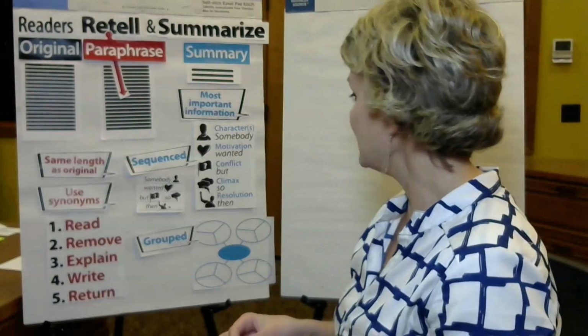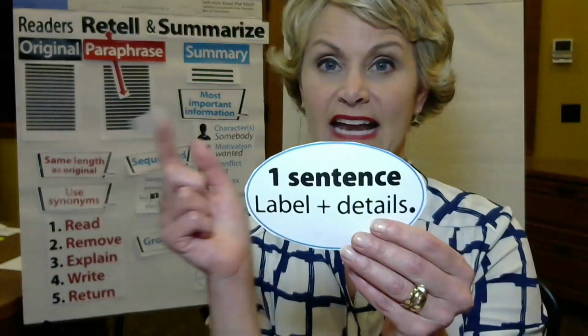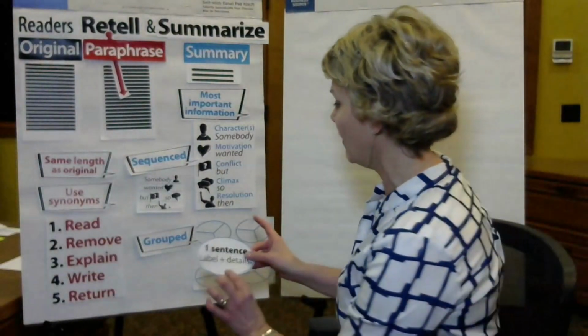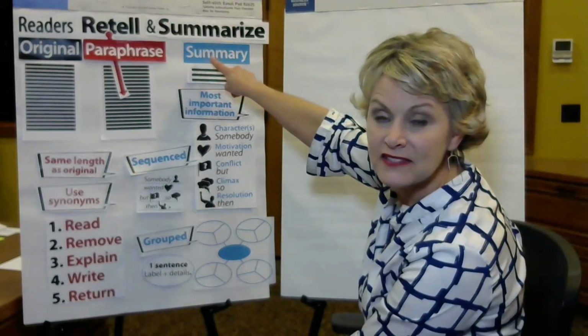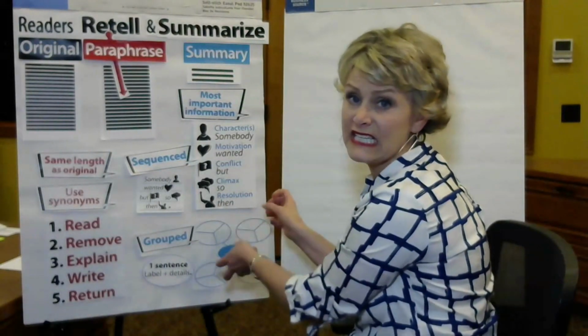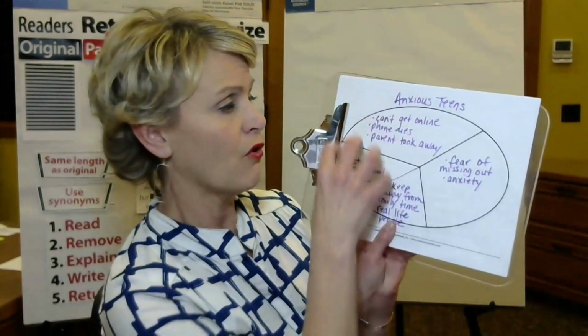Okay, so let me add this little notation here that each oval will only be one sentence when you actually get ready to write the summary. First, you have to do the oval with the details, right? That's what we did in the previous lesson. Make the list of details, organize it.